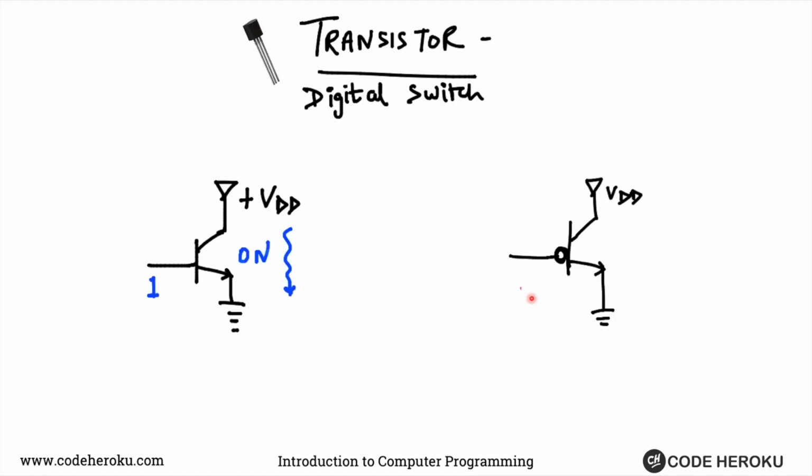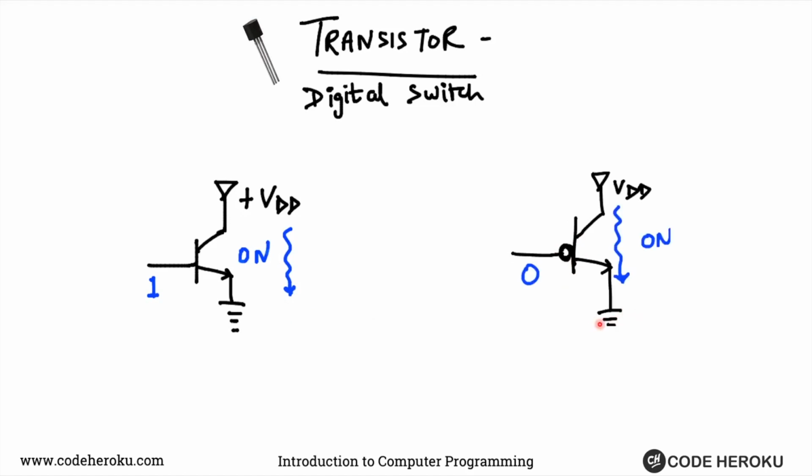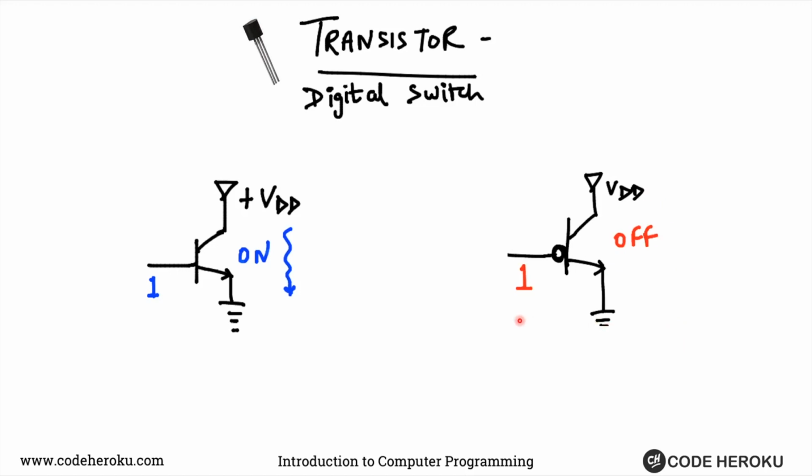And you could also have the inverted ones as well. So like this guy. This guy works completely opposite of the first one. When you give a 0, it actually turns on and the current can flow through it. But if you give a 1, the current can't flow.